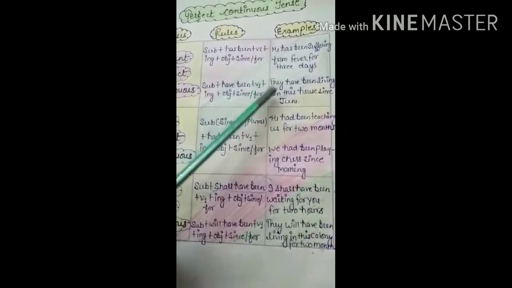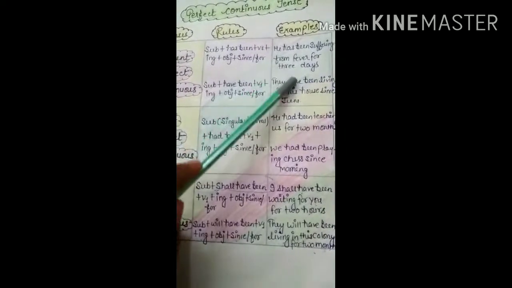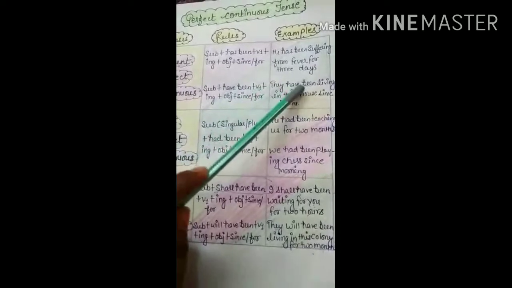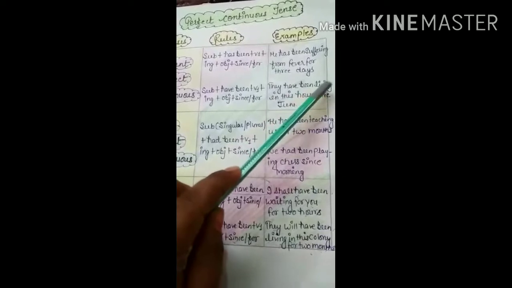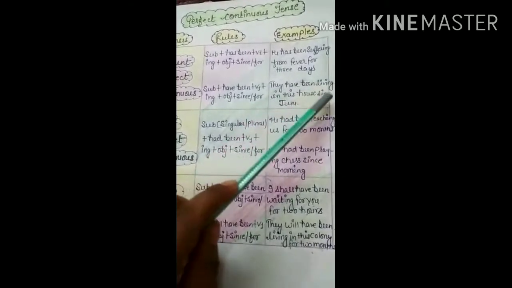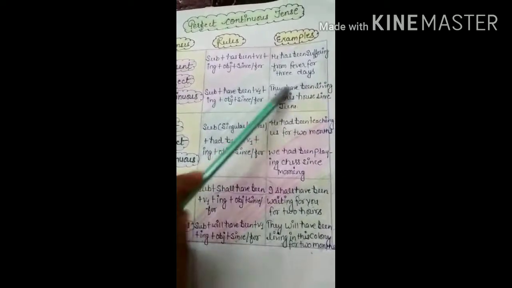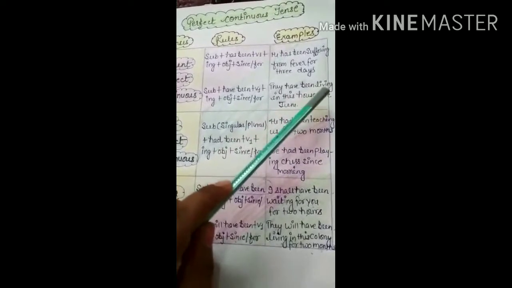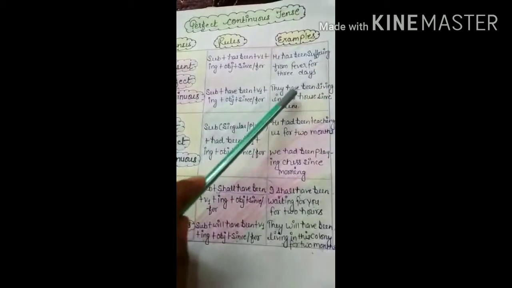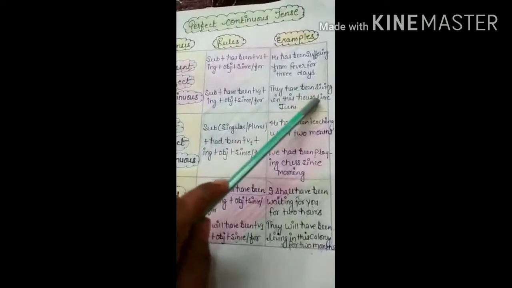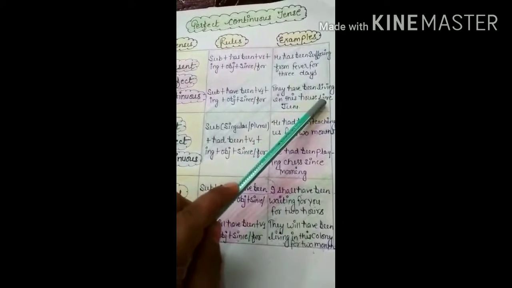Next example, they have been living in this house since June. They, subject, plural subject, that's why have been. Living, V1 plus ing, in this house since June. This is an object. Here we use since because it indicates point of time. So that's why we use since.